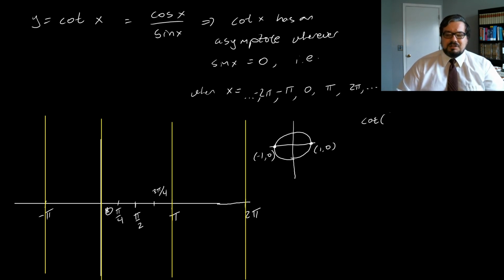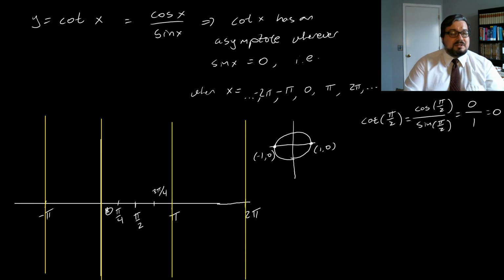So cotangent of, let's do the middle one first. Cotangent of pi over 2 is cosine of pi over 2 over sine of pi over 2. Now, cosine of pi over 2 is 0, and sine of pi over 2 is 1. So that tells us that cotangent of pi over 2 is equal to 0. So this is the point pi over 2, comma 0.